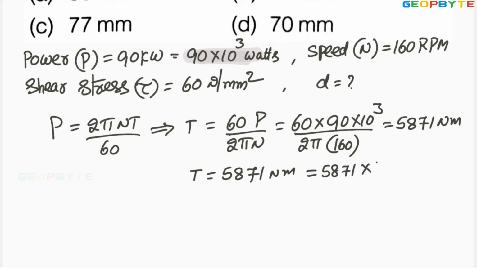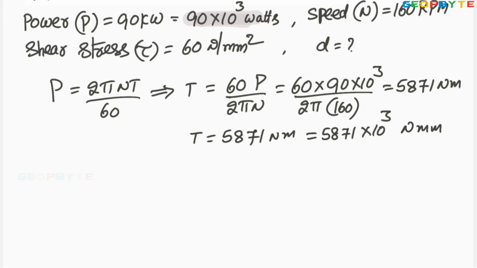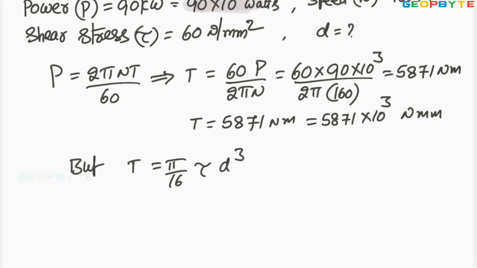5871 into 10 raised to 3 Newton mm. That is the torque which is in Newton mm. But torque T equal to pi by 16 into tau into d cube. Here torque is 5871 multiplied by 10 power 3 equal to pi by 16 into tau, which is given.